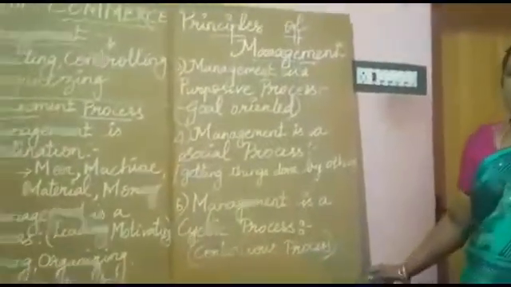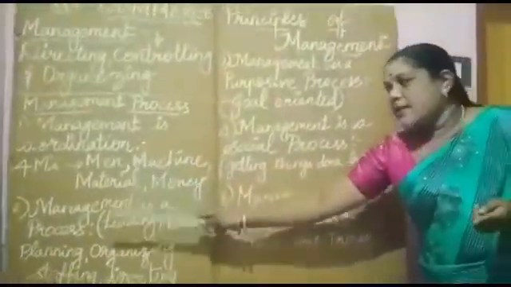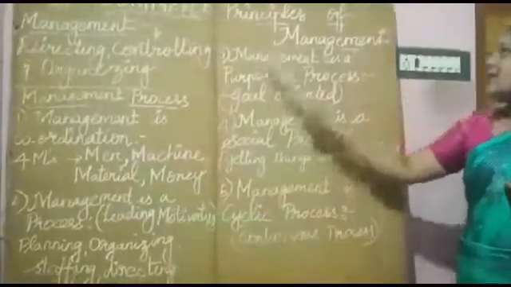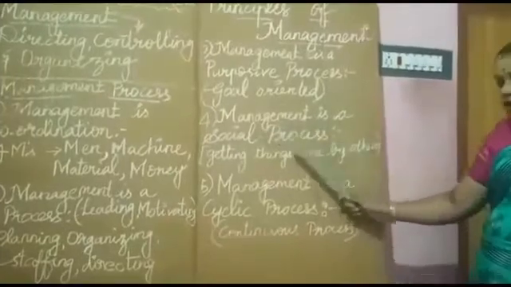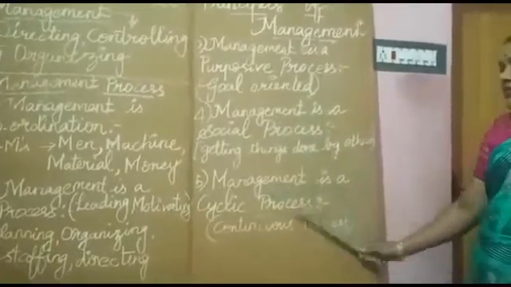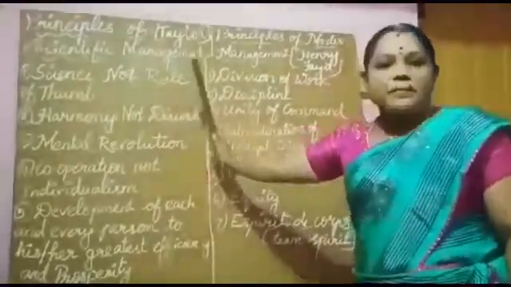So these are all the 5 basic management processes. I will tell it again. Management is a coordination. Management is a process. Management is a purposive process. Management is a social process. Management is a cyclic process. Next we are going to see the principles of scientific management.